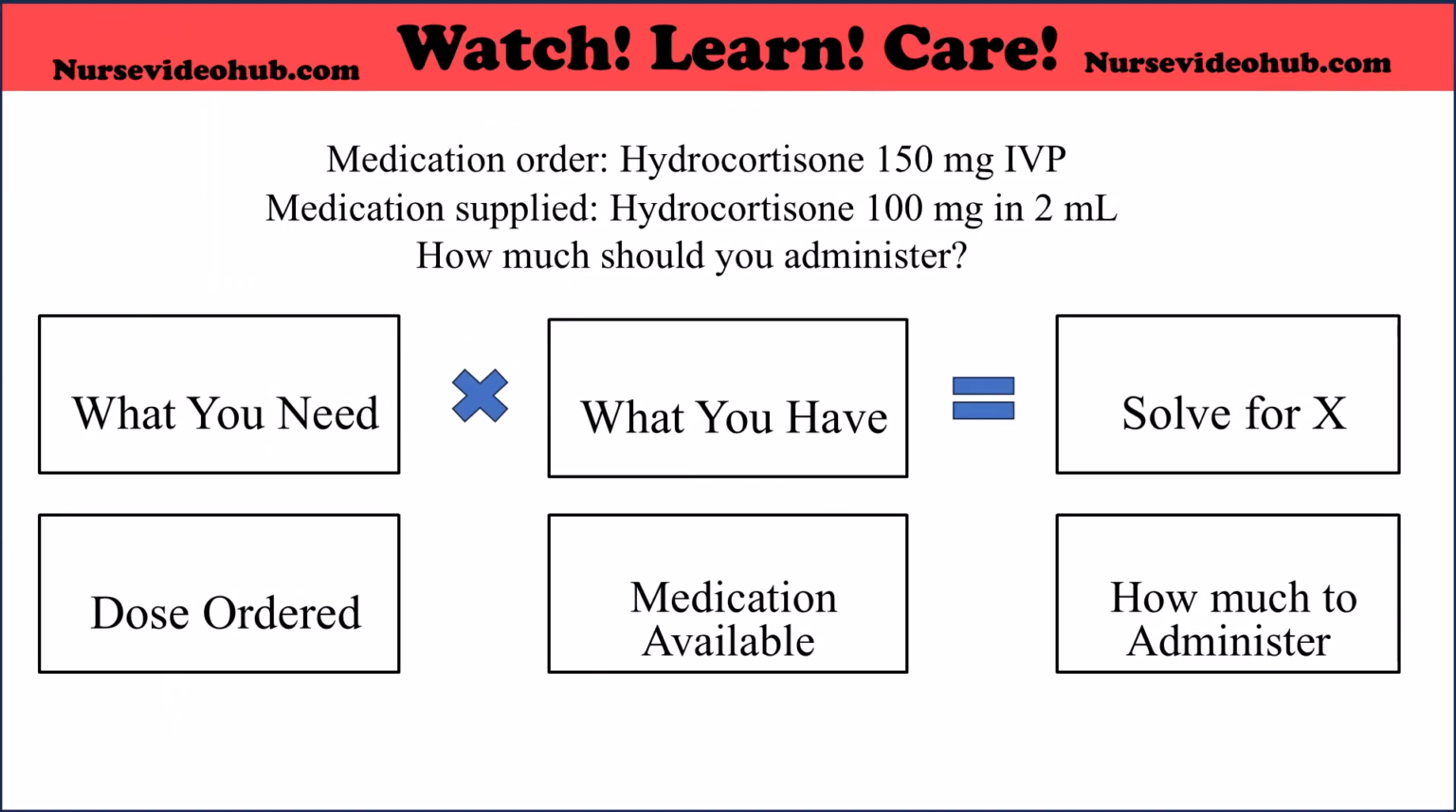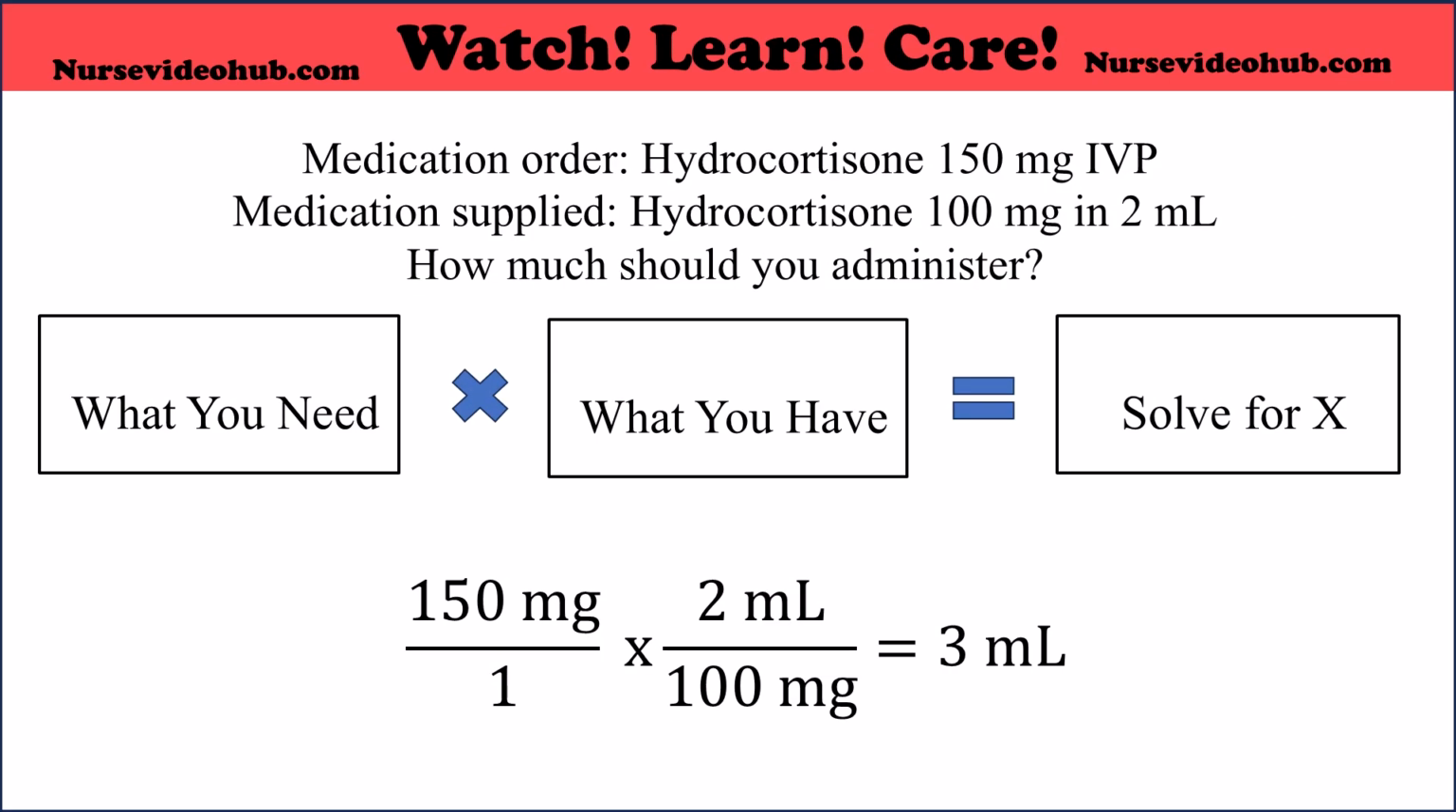Now let's calculate another order. The medication order is hydrocortisone 150 milligrams IV push. The medication supplied is hydrocortisone 100 milligrams in 2 milliliters. How much should you administer? Write out the prescribed dose as a fraction, 150 milligrams over 1. Then write the available medication in a fraction with the units set up so that they cancel out, 2 milliliters over 100 milligrams. You calculate the answer by multiplying across. 150 times 2 divided by 100 equals 3.